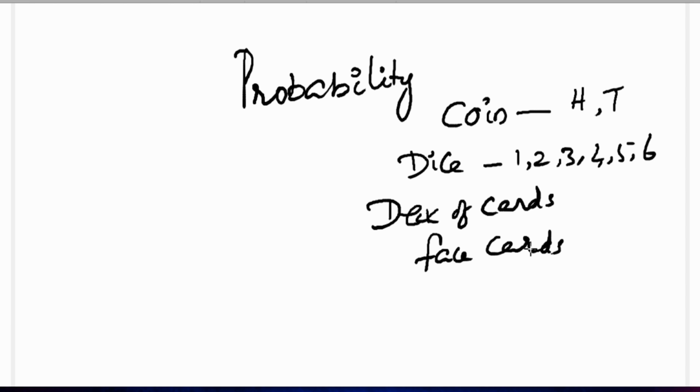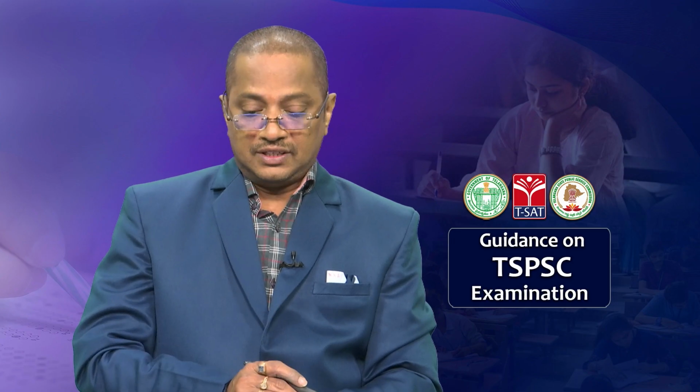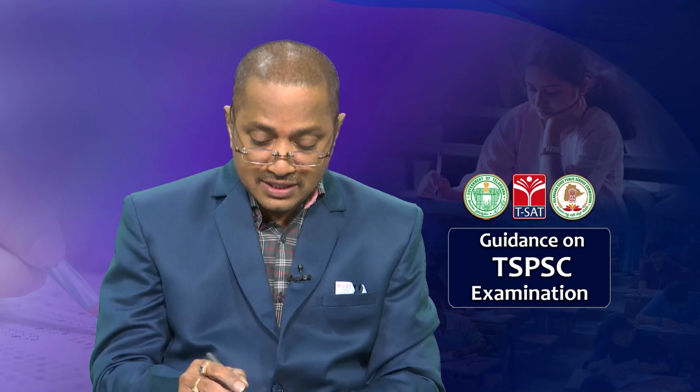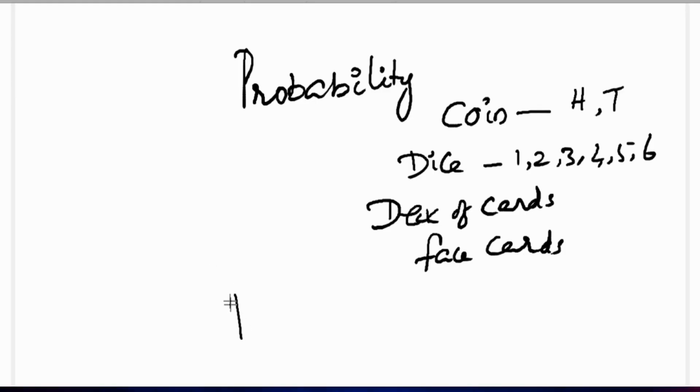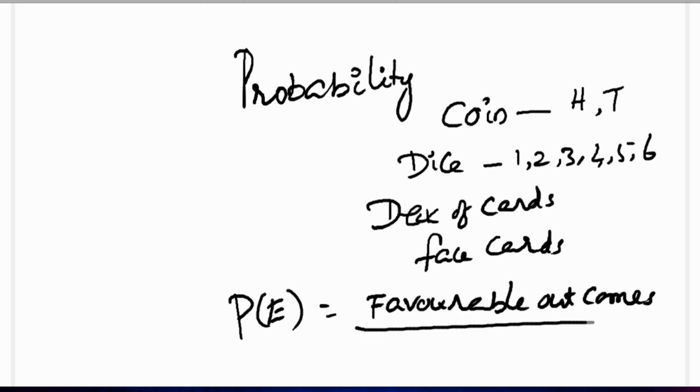Simply, we call this an event, the probability of an event. So we will say P of E, probability of an event. The probability of an event is favorable outcomes by total outcomes. Favorable outcomes by total outcomes. So we will see with some examples.